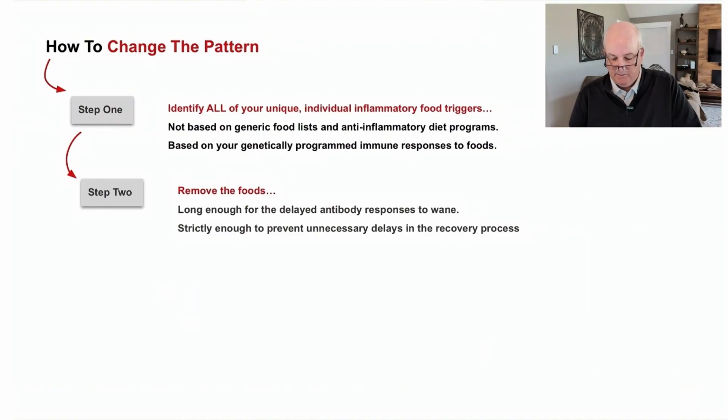Step 2, we have to remove those foods, and we have to do it long enough for these delayed antibodies to get out of the system. With a delayed antibody response to a food, the antibodies sometimes can take 2 to 3 weeks before they even start to fall. So we have to be realistic with the time frame for the elimination diet.